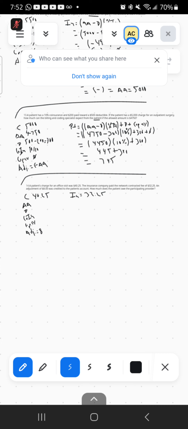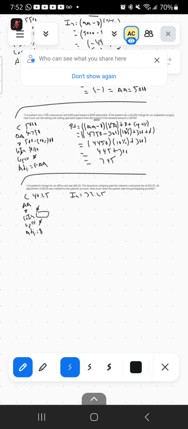So you don't have your allowed amount. You don't have deductible. You can say deductible is 0. And you could say that copayment is 0 because it doesn't say anything. So you don't have the co-insurance. So how do you answer this question? Well, you have the insurance payment, and you have the adjustment, and you have the charges.